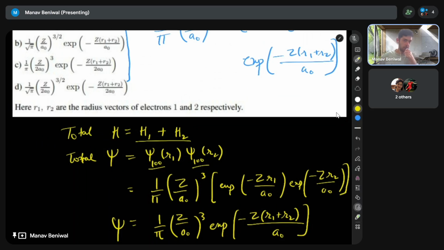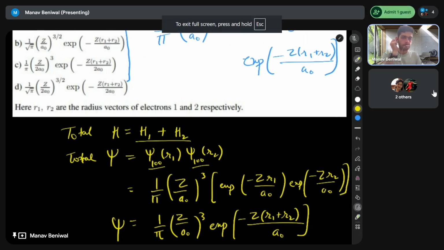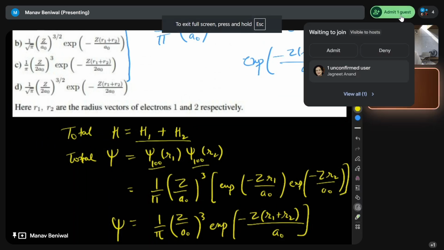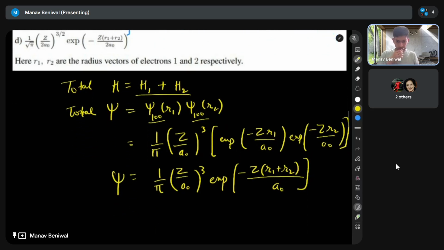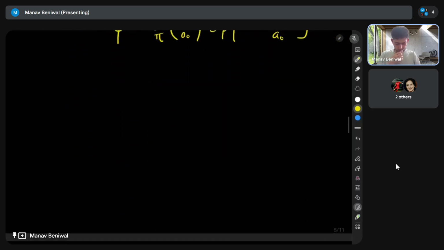in the experiments. Manu, can you connect me from the other device? I'm changing the device. Yeah, I'll admit. Okay.